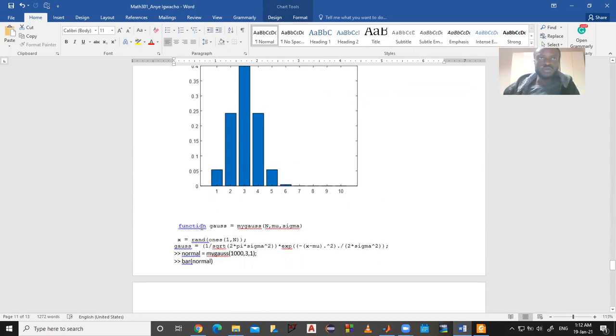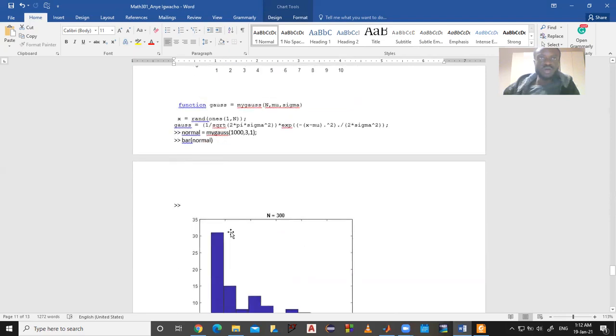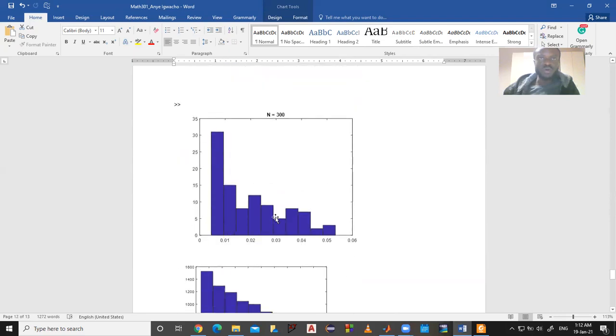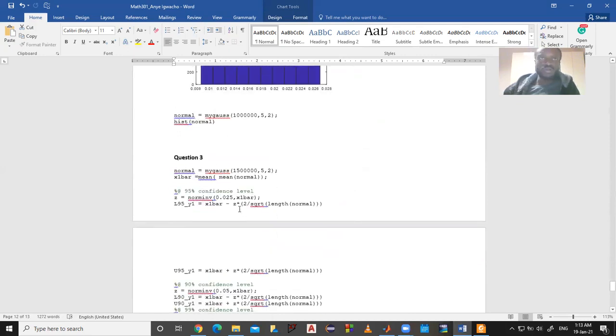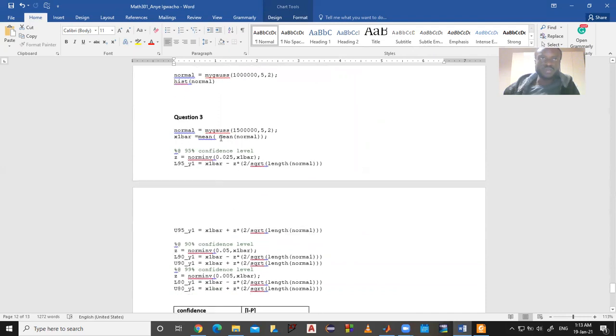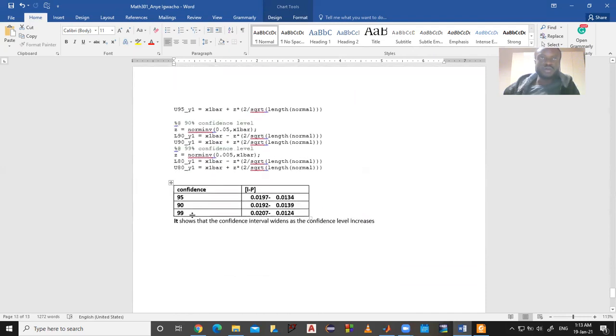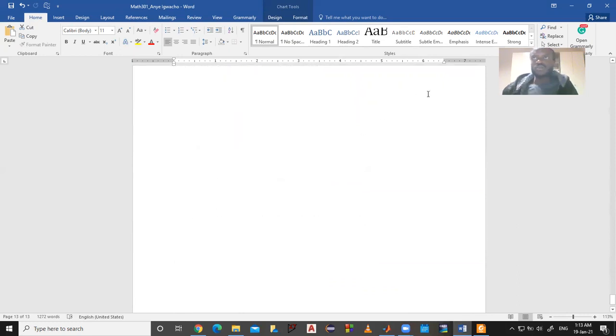And for question 2, here is the function that simulates the Gaussian distribution, and we plot, and here is an approximate Gaussian distribution. Question 3 implements the same function, and we get the confidence interval for different confidence levels. So that was the implementation.